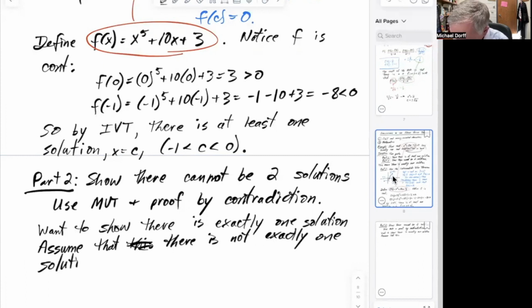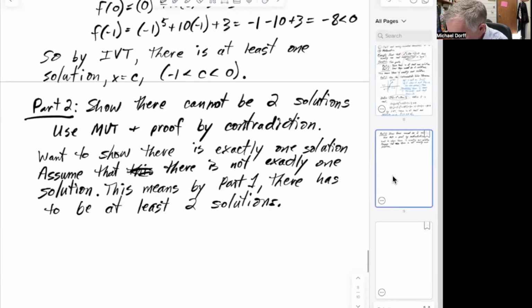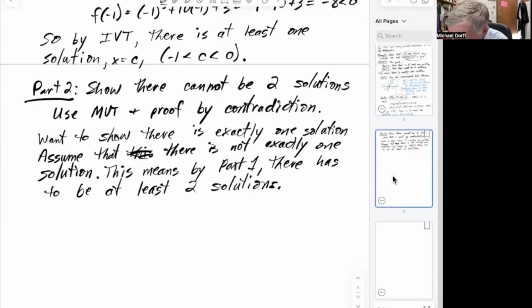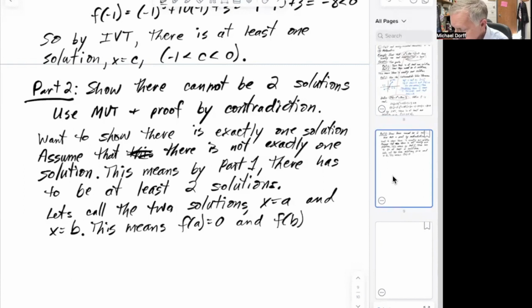And again, like in part 1, we already showed that there's at least one. This means by part 1, there have to be at least two solutions. Okay, so let's call the two solutions, one of them a, so x equals a, and the other one x equals b. So if it's a solution, what does that mean? That f of a equals 0, and since b is a solution, f of b is 0.